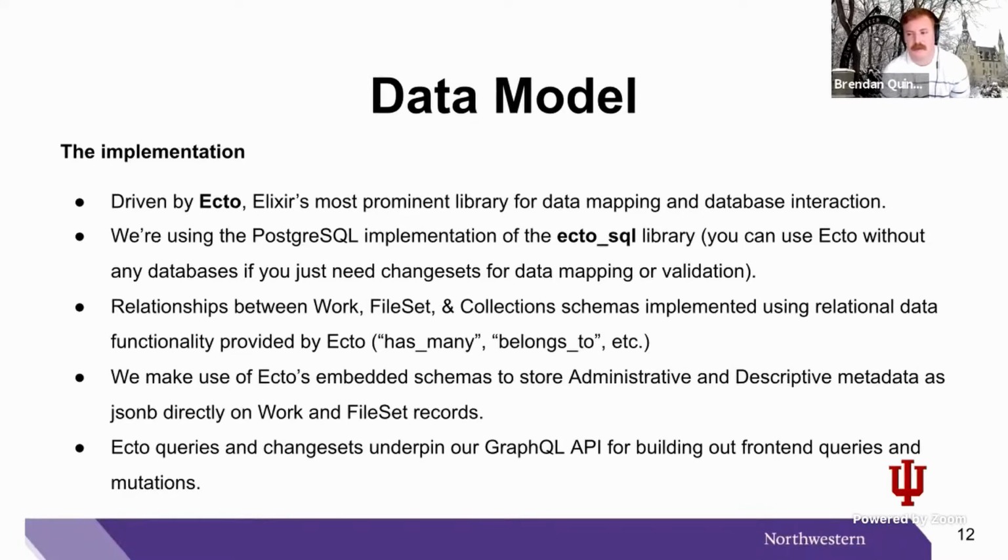So it's nice to use because Ecto tries to protect you from N+1 queries by forcing you to preload associations manually. And JSONB stored as embedded schemas lets you bypass that and avoid the need to preload the associations all the time. It does have a flip side where it makes querying and updating a little bit more cumbersome, but in the interest of time, I'm going to skip over that for today. And then Ecto queries and change sets also underpin our GraphQL API for building out our front-end queries and mutations.